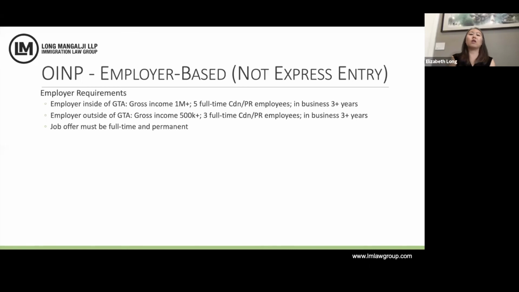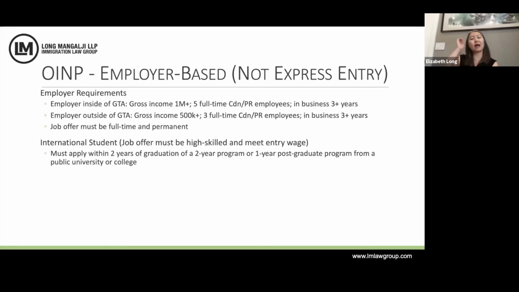So first of all, to qualify right now, the basic qualification is you have to have an employer who's offering you a permanent full-time job, okay? If it's outside of the GTA, the income is $500,000 last year for the previous fiscal year, at least 3 full-time Canadian permanent resident employees in the location, and the business has been in business for 3 years. Inside the GTA, over $1 million for income, 5 full-time Canadian permanent resident employees, and be in business for 3 years. That's the employer.